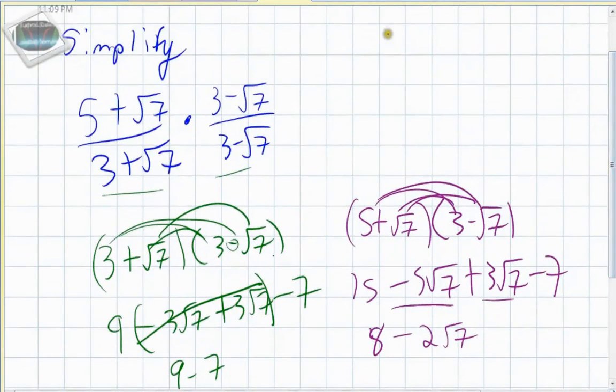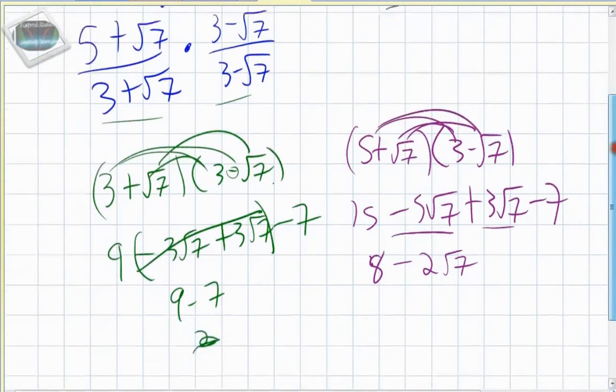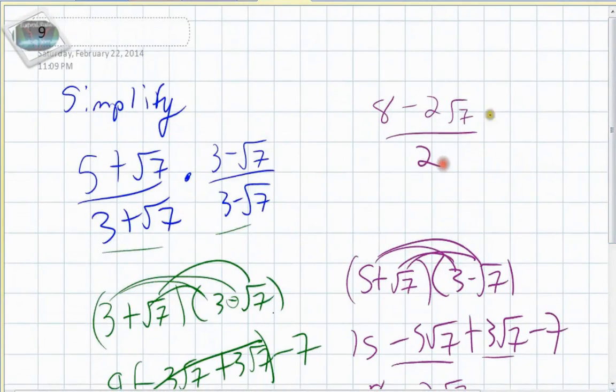So we're going to have 8 minus 2 root 7 over 2. This is very nice. We can simplify here. This 2 can go into this and into this. So this is the same as saying 4 minus the square root of 7. And there you go. That's your answer.